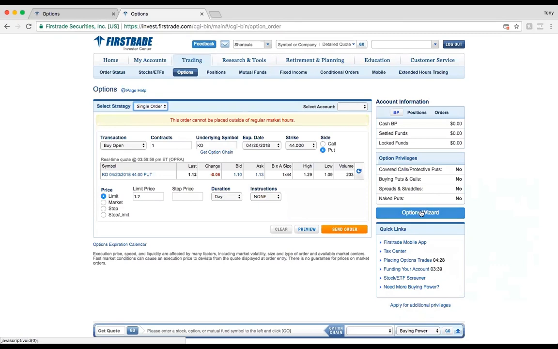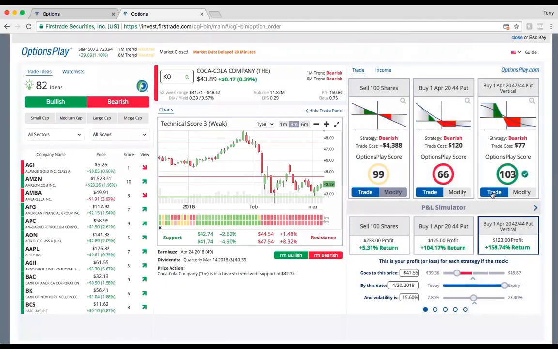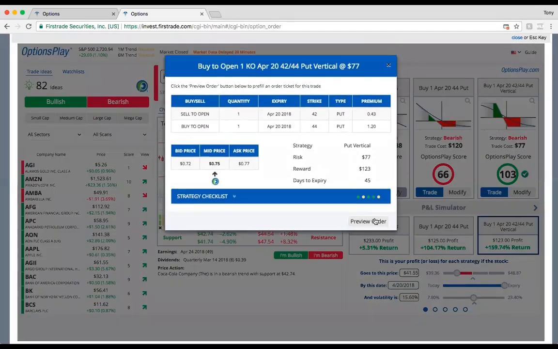This is designed so that you don't make any mistakes when you're entering your order. So you can analyze a trade within Options Play, view it there, make sure you understand all your analysis. When you're ready for that, you just simply hit the preview order button and it pre-fills the ticket for you so that you don't have to enter these trades manually.